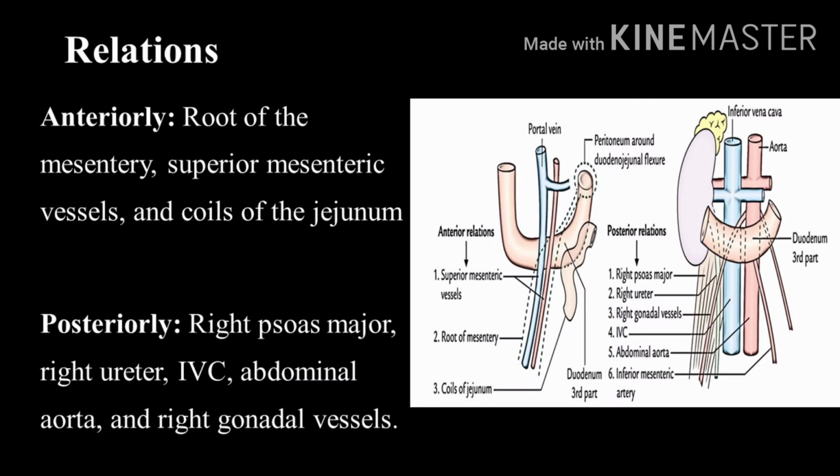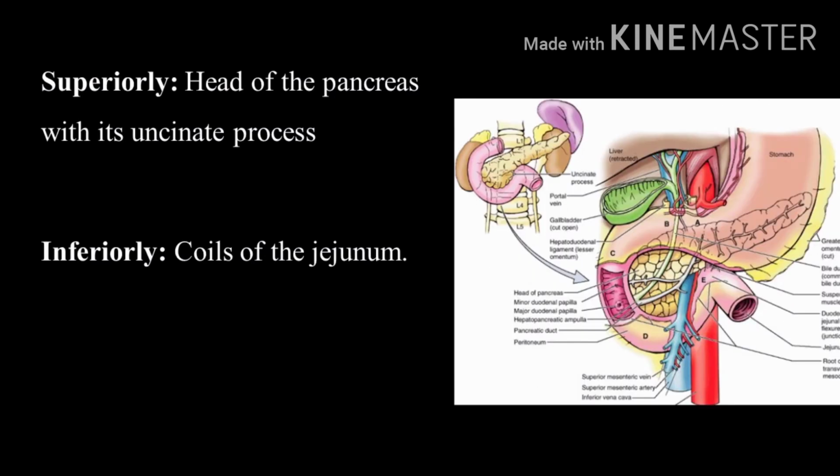Posteriorly, the right psoas major, right ureter, inferior vena cava, abdominal aorta and right gonadal vessels. Superiorly, the third part of the duodenum is related with the head of the pancreas with its uncinate process. Inferiorly, with the coils of the jejunum.